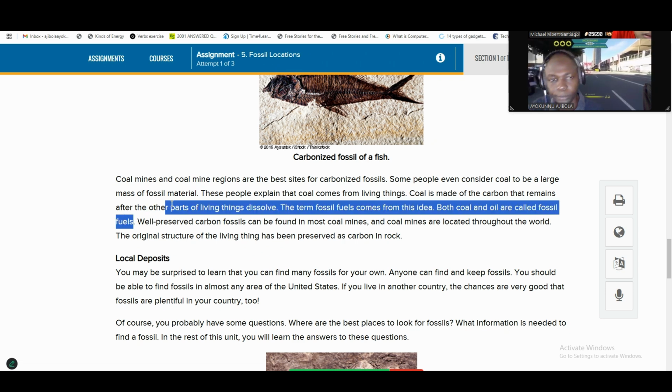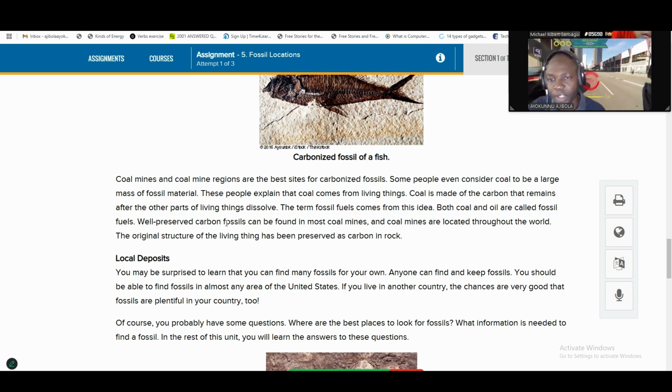Both coal and oil are called fossil fuels. Is that clear? Yeah. Well-preserved carbon fossils can be found in most coal mines, and coal mines are located throughout the world. The original structure of the living thing has been preserved as carbon.